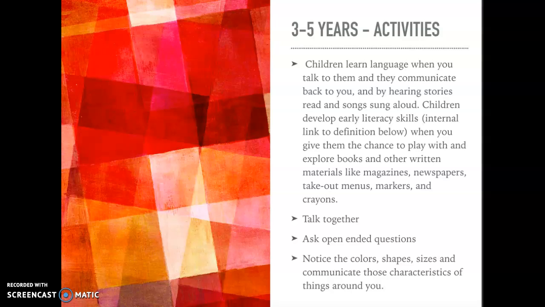Some activities you can do with this age group would be to help them learn language when you talk to them and they communicate back to you, and by hearing stories and reading songs. Children develop early literacy skills when you give them the chance to play with and explore books and other written materials like magazines, newspapers, takeout menus, markers, and crayons. Talk to them, ask open-ended questions, notice the color, size, and shapes, and communicate those characteristics of the things around you.